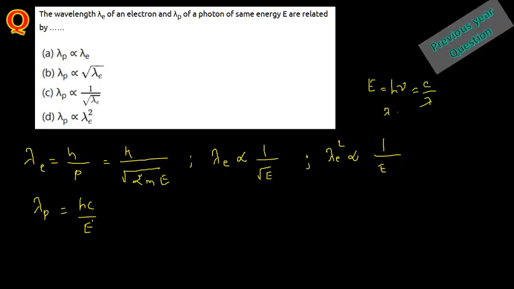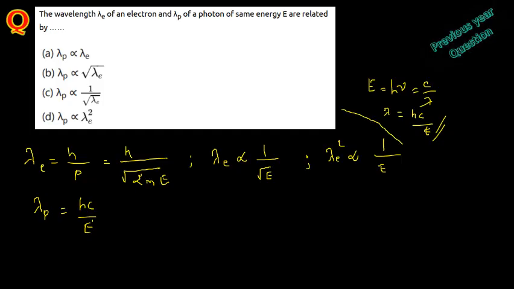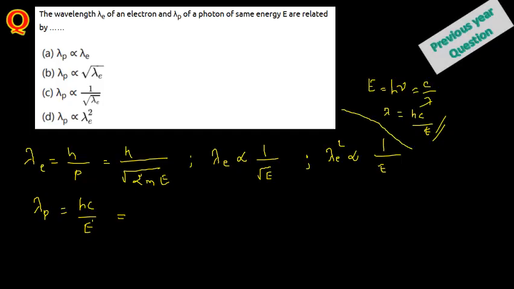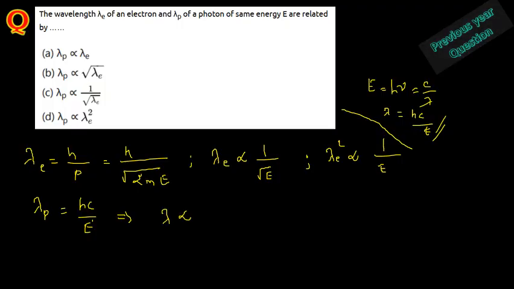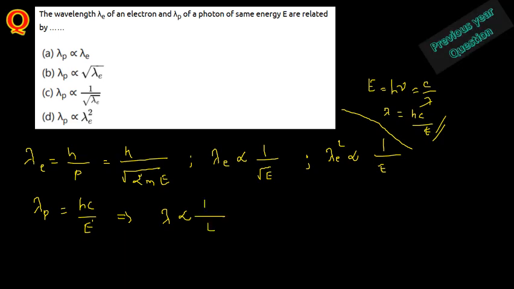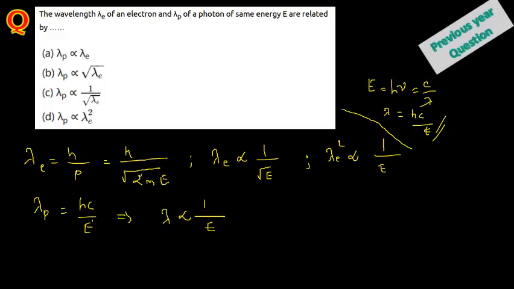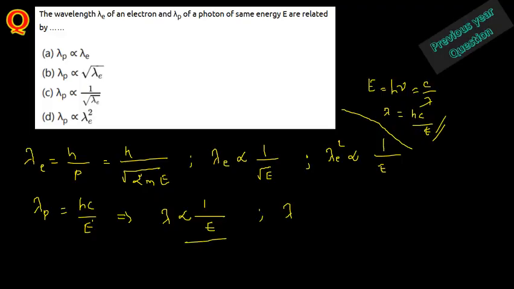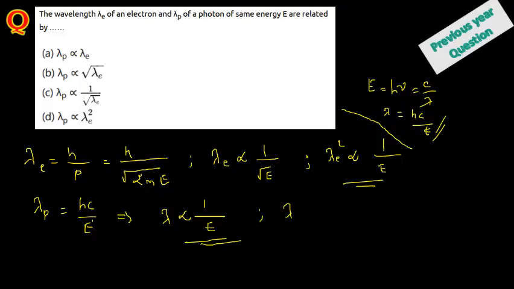From here, lambda is equal to hc divided by E. So this is the concept. Based on this, for the photon, Planck constant and c are both constant, so lambda is proportional to 1 by E. Now compare the relationship between these two. So lambda of photon is directly proportional to lambda of electron square. So that is the answer in this case.